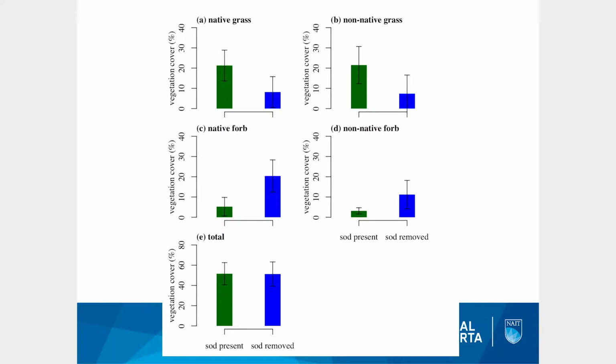Overall, after 2 years, even though initially there were some cover differences, the 2-year average vegetation cover was actually very much the same. But it was driven by a trade-off in forb development, right? So higher forb development in the no sod, and higher grass development where the sod was present. And a lot of native forb development actually outpaced the non-native forb development.